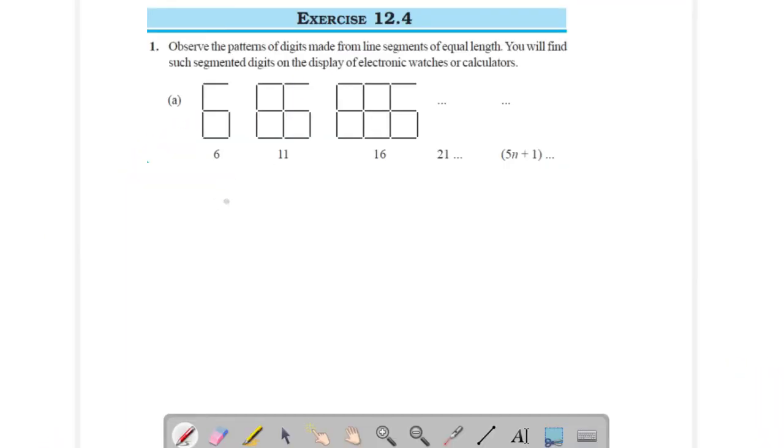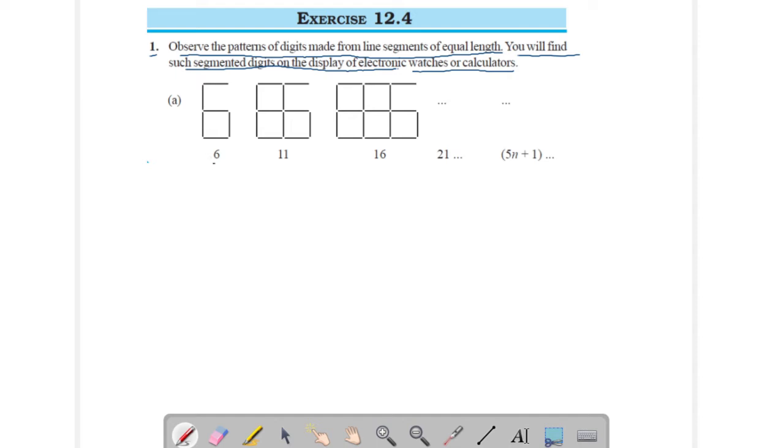Now come to exercise 12.4. See question number 1. Observe the pattern of digits made from the line segments of equal length. You will find such segment digits on the display of electronic watches or calculators. See A part, it is written 6. How many line segments are required? That is 1, 2, 3, 4, 5 and 6.